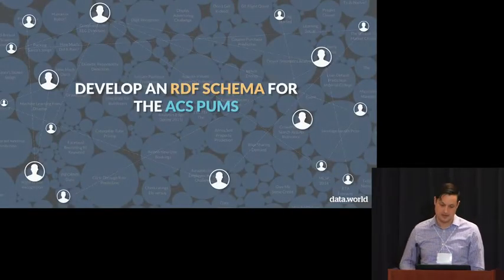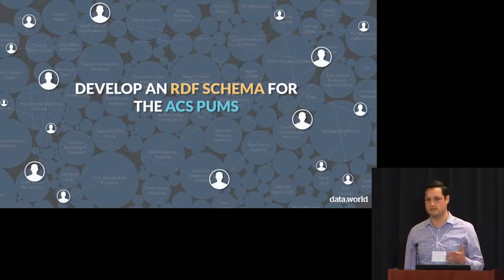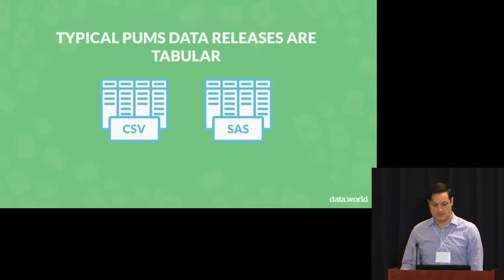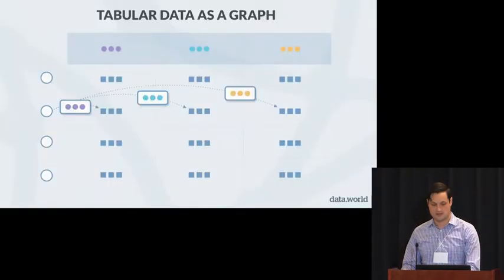So all this said, what did I do with the PUMS? I developed an RDF schema or taxonomy or an ontology. They're all basically forms of the same word to me for the ACS PUMS, and I hosted it on Amazon Web Service for everybody to use. So a little bit about what I did. These are the typical formats for the PUMS. You guys should be familiar with that.